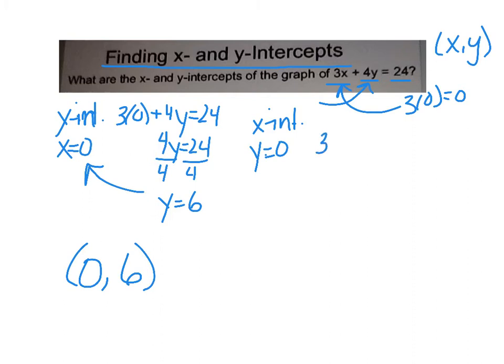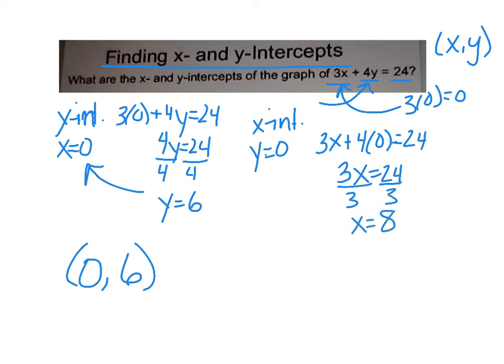So that gives me 3x plus 4 times 0 equals 24. Well, 4 times 0 is 0, and that goes away. That leaves us with 3x equals 24. It's being multiplied by 3, so we divide by 3. So x equals 8. Once again, I need an ordered pair, but here are my two x and y values, and this one, my answer is (8, 0).